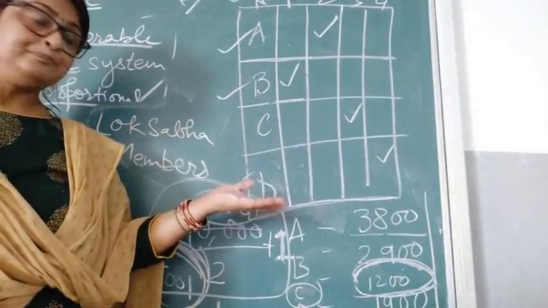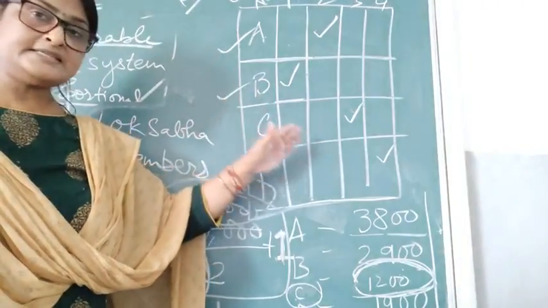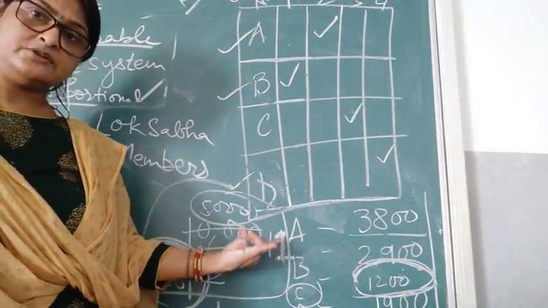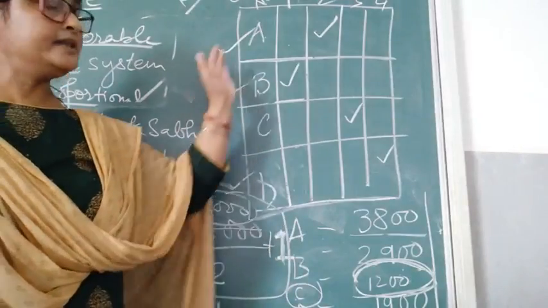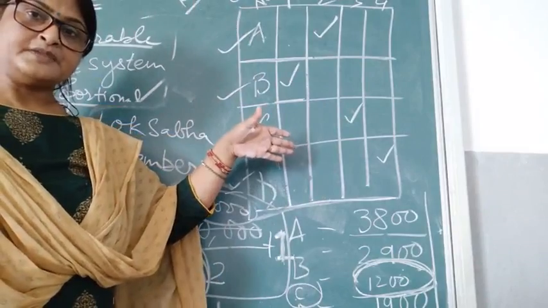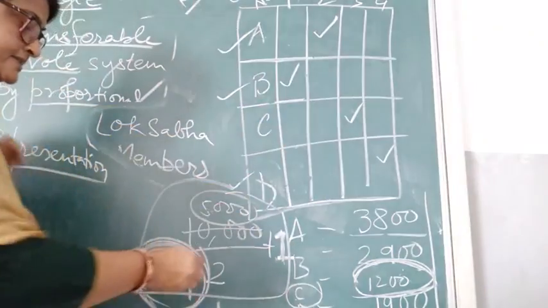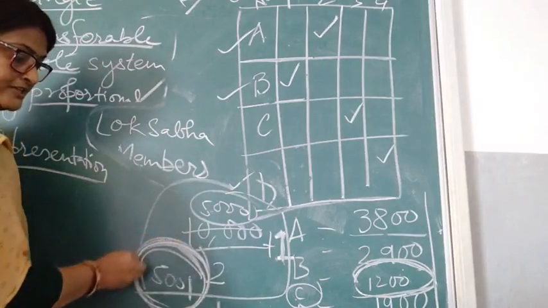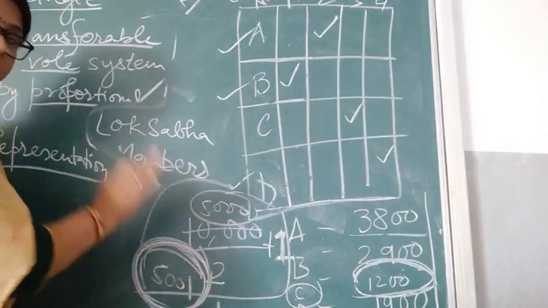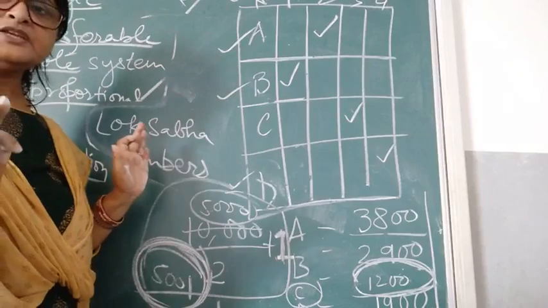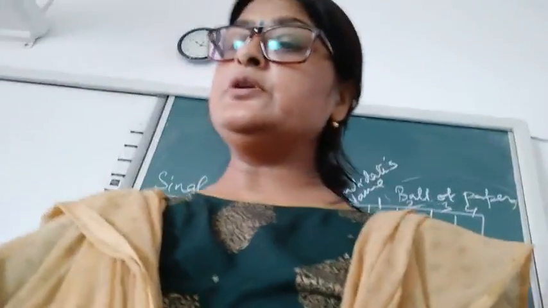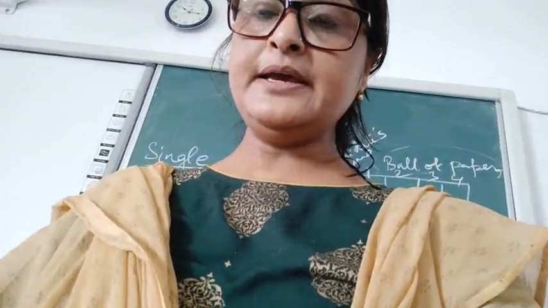Single transferable. If in the second process nobody gets this 50% vote plus 1, does not fulfill this quota, again the least number of votes will be transferred again to 2 candidates until it gets this magic number, right? So 5001, I am just giving you the example. Your formula is given in your book. What is the formula there?